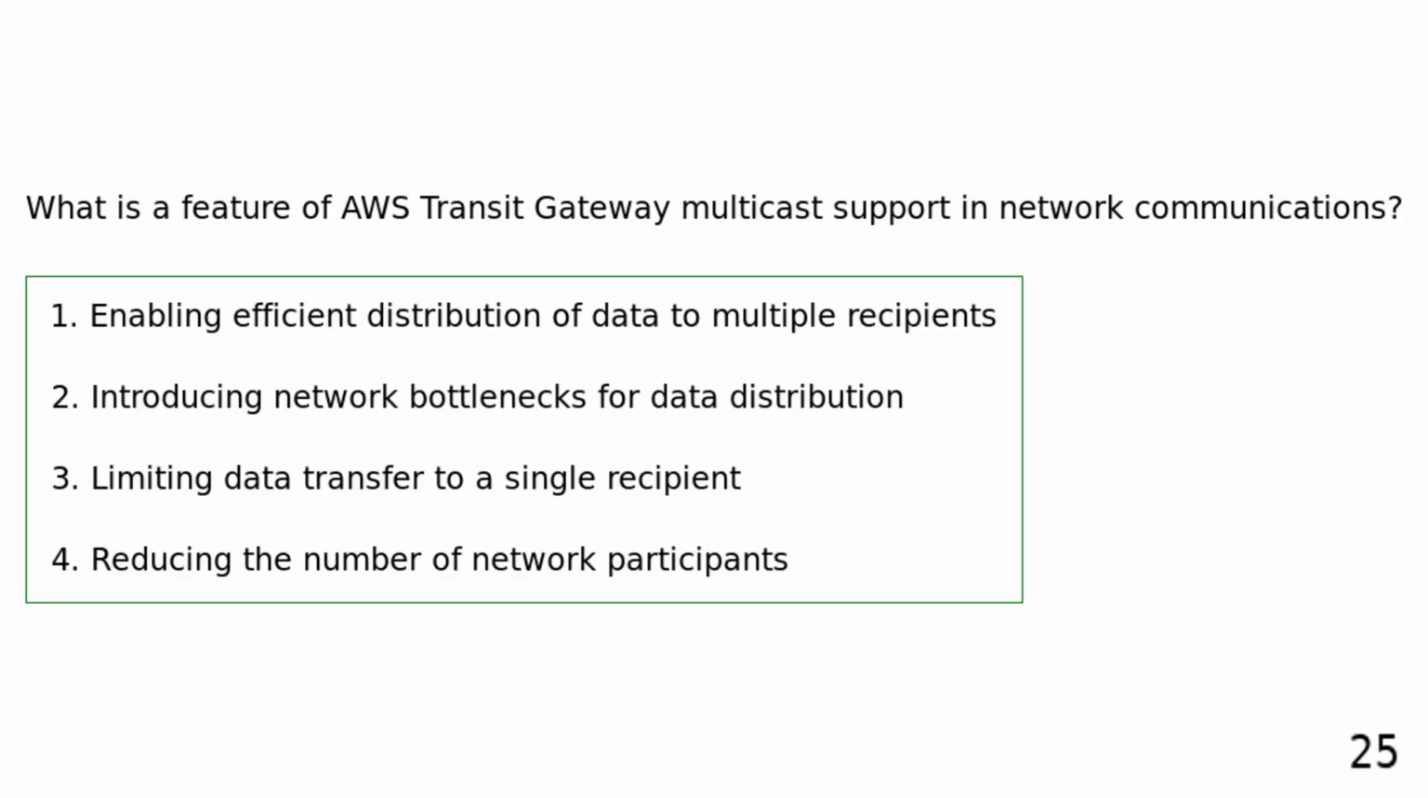What is a feature of AWS Transit Gateway multicast support in network communications? Enabling efficient distribution of data to multiple recipients. Introducing network bottlenecks for data distribution. Limiting data transfer to a single recipient. Reducing the number of network participants.